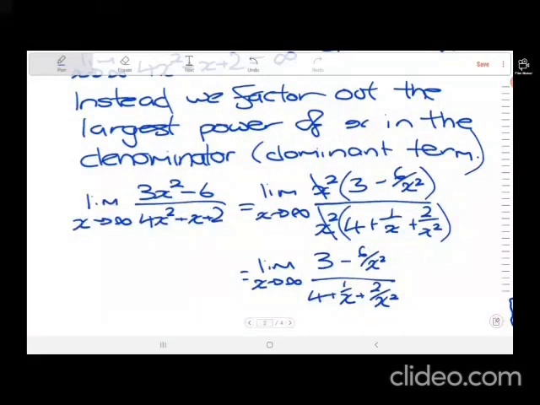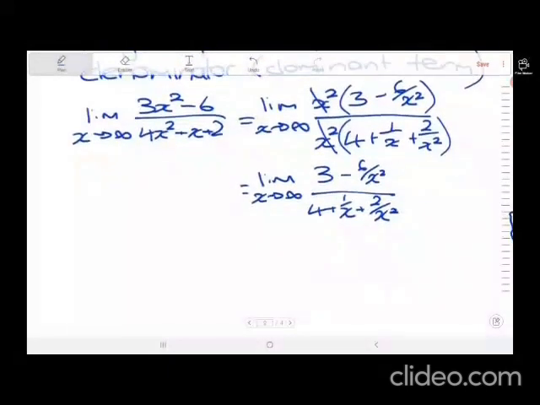How does this actually help us? Well, now what we can do is we can actually evaluate the numerator and the denominator as x goes to infinity, and we won't get infinity anymore. So this will give us something slightly easier to deal with. So as we take x to infinity, the 6 divided by x squared tends towards 0, and in the numerator we're just left with 3.